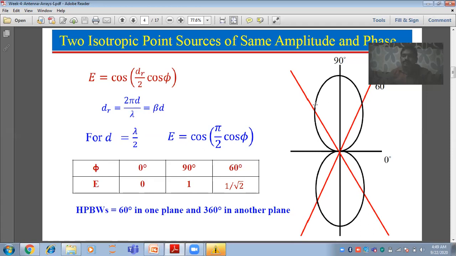Okay, so this is one 3 dB point, this is another 3 dB point, and if you take the angle difference, that is going to be the half power beam width. So far we have studied case 1.